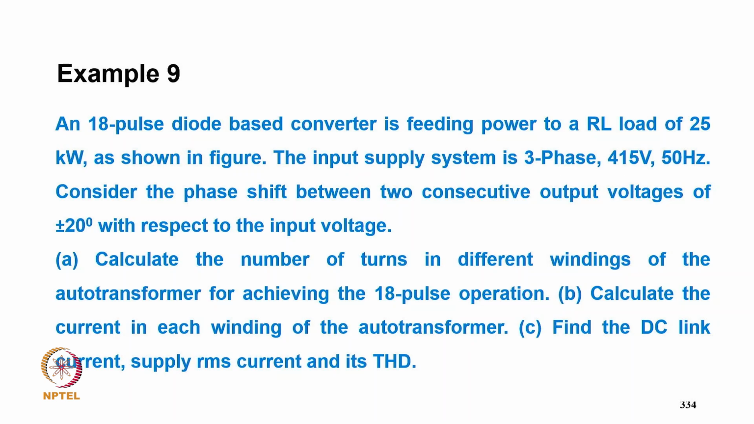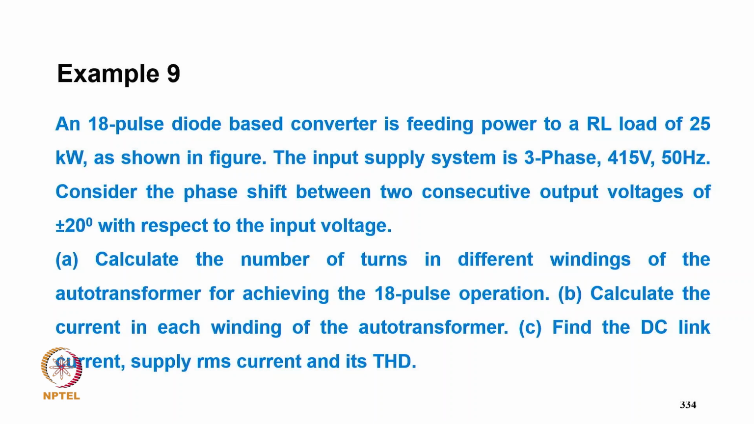So coming to example 9, an 18 pulse diode bridge converter is feeding power to an RL load of 25 kilowatt as shown in the figure. The input supply system is 3-phase, 415 volt, 50 Hz. Consider the phase shift between two consecutive output voltages of plus minus 20 degree with respect to the input voltage. Calculate the number of turns of the different windings of the transformer for achieving 18 pulse operation.